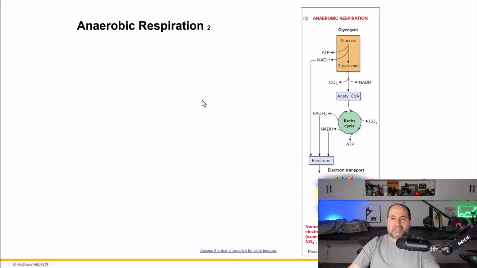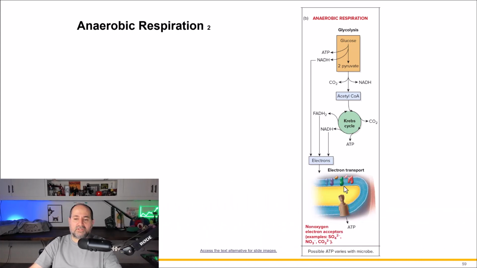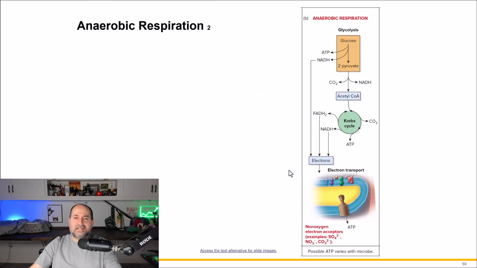So again, anaerobic respiration largely mimics aerobic respiration. You still have glycolysis, you still have the Krebs cycle, you still have the electron transport chain with ATP synthase and chemiosmosis. The only big difference is a non-oxygen electron acceptor, something other than oxygen picks up the electrons at the end. And there are many microorganisms, speaking of microbiology, that can use something other than oxygen as a terminal electron acceptor. And these are known as anaerobic bacteria.